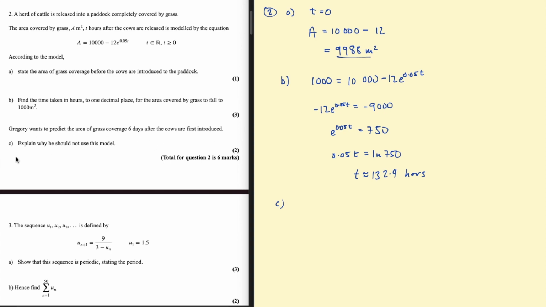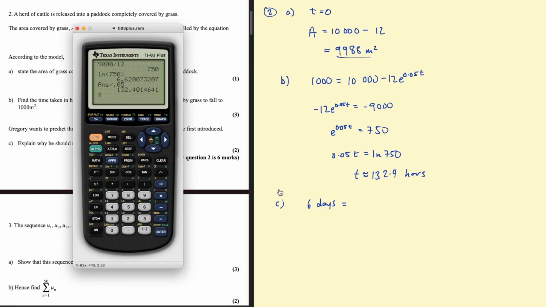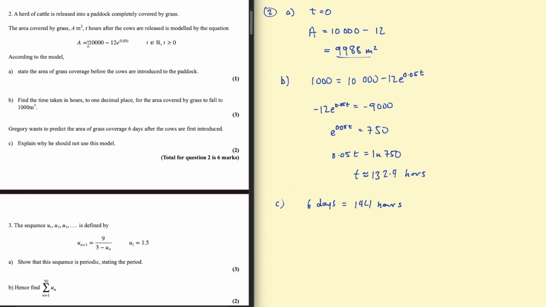Part C says Gregory wants to predict the area of grass coverage 6 days after the cows are first introduced. Explain why he should not use this model. So for this, we want 6 days in hours. So 6 days is 6 times 24. I'm feeling lazy, so let's use our calculator. That's 144 hours. Okay, so the reason we did this is to plug that in for t into this equation because t is in hours. So then let's work this out.